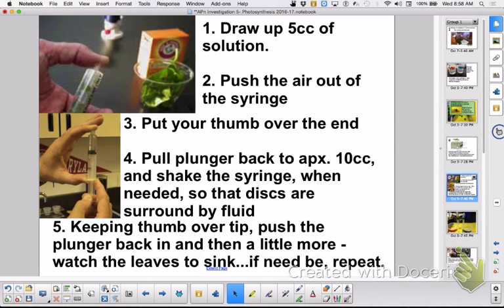Okay, then what you're going to do is pull back on the plunger slowly, giving it a shimmy, shimmy, shake, shake, shimmy, shimmy. And you want to just coat them. You're trying to keep them in the water, and move them around a little bit, creating. Oh, I did not mean to do that. Let me see if I can rectify it.